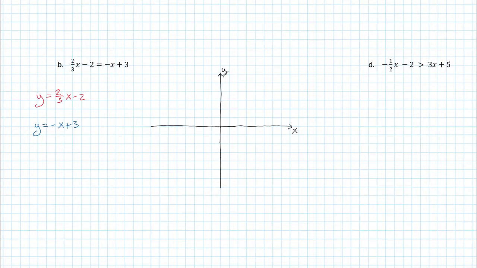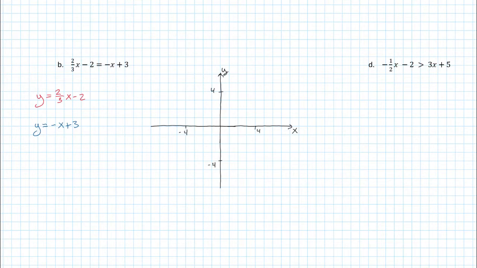Let's draw the first one here. We're going to go down to, looks like this should be pretty straightforward. Let's get a scale first. Go 4 here, 4 here, negative 4 down here, and negative 4 on the left of the x-axis.